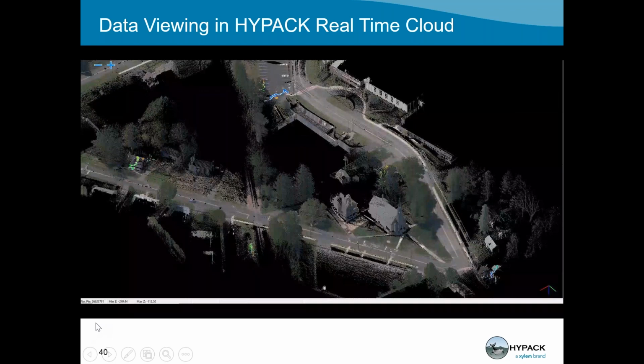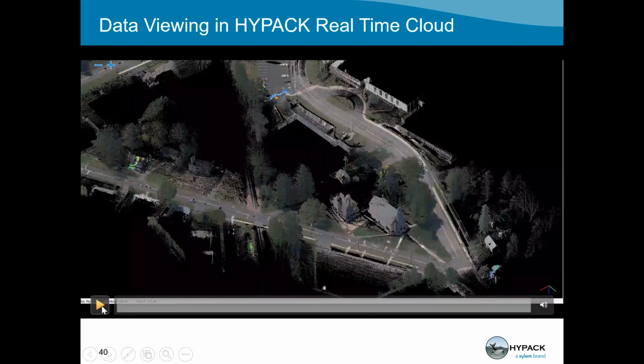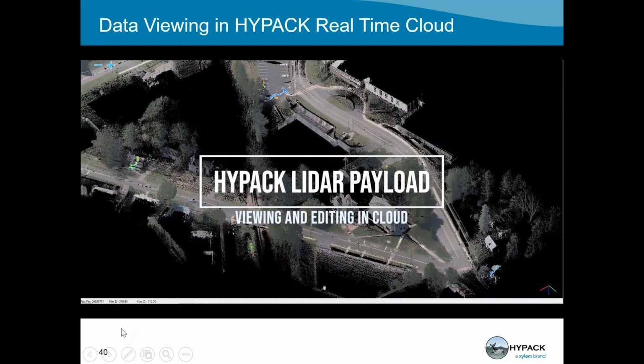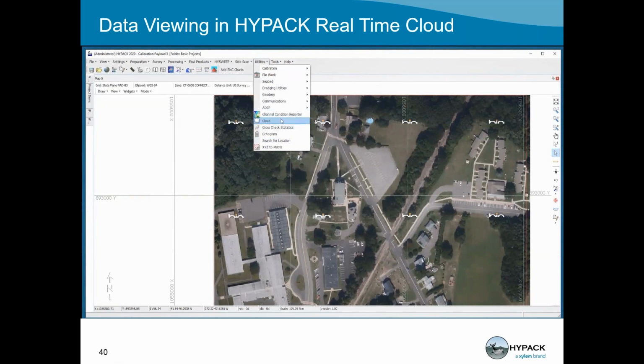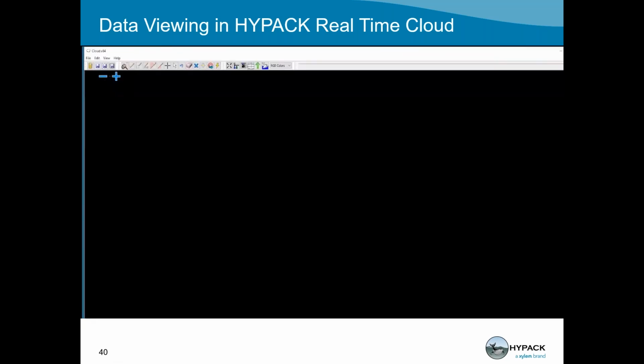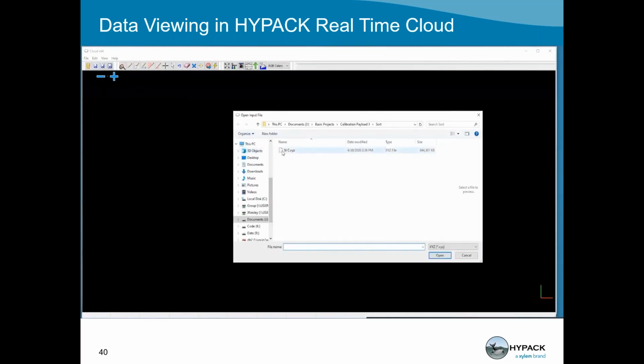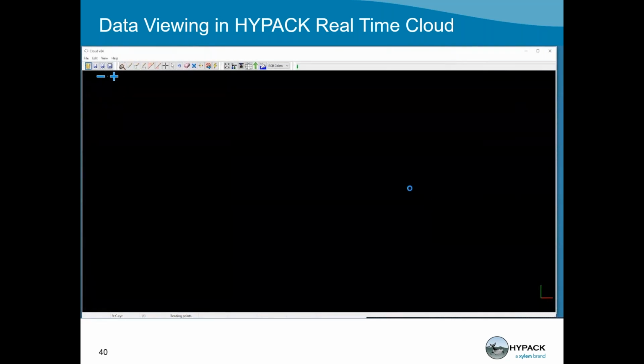All right. So we're going to look at a few other ways to view a data set in HYPACK Real-Time Cloud. You can locate Cloud under the utilities tab in a shell. We're going to load an XYZ file. You can save XYZ files or export XYZ files from MBMax64 or Cloud. Loading our data points here.